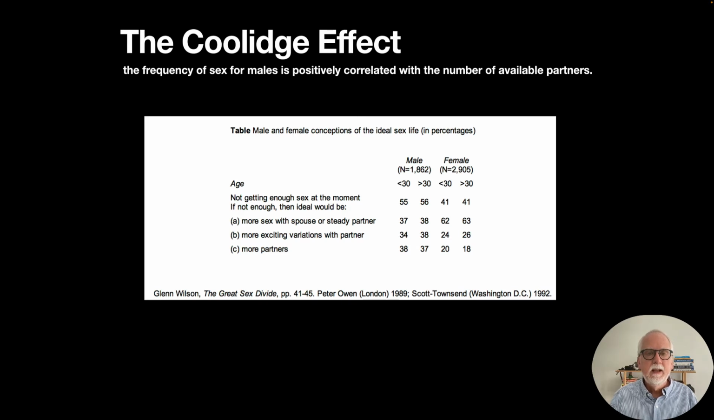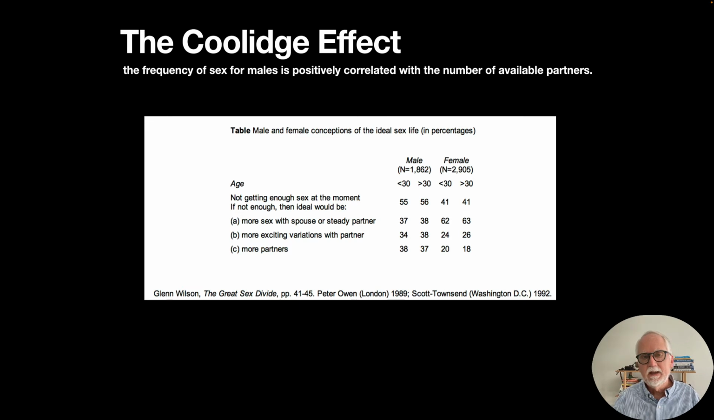But finally, if your ideal is that you're not getting enough sex, how about just having more partners? And you can see that males endorse this more highly than females do. So 38 to 37% of the men, whether they were under 30 or over 30, said they would love to have more partners. Females, this wasn't so. They would be happy enough just to be with their partner. So they have a lower indication of this.